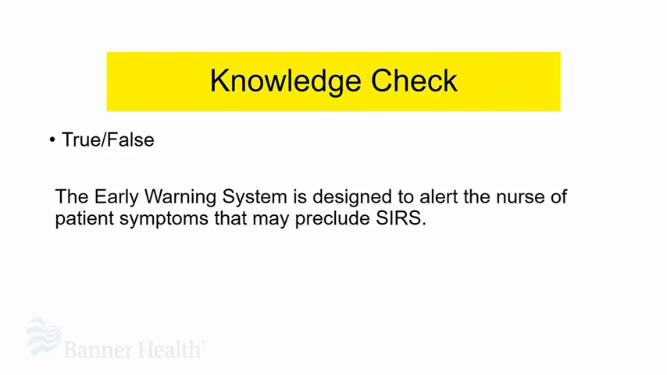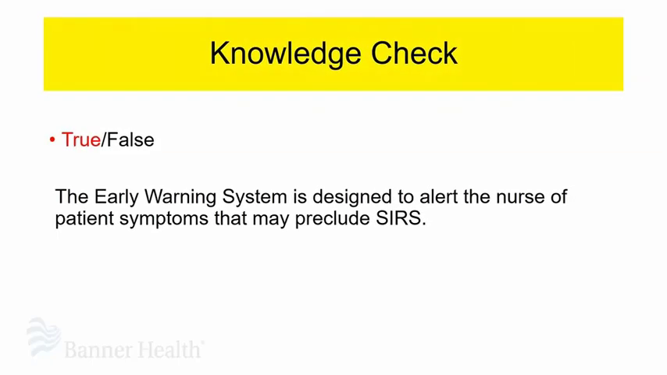It's time for another knowledge check. True or false? The early warning system, or EWS, is designed to alert the nurse of patient symptoms that may preclude SIRS. The answer is true. The early warning system is designed to alert the nurse prior to the development of SIRS.